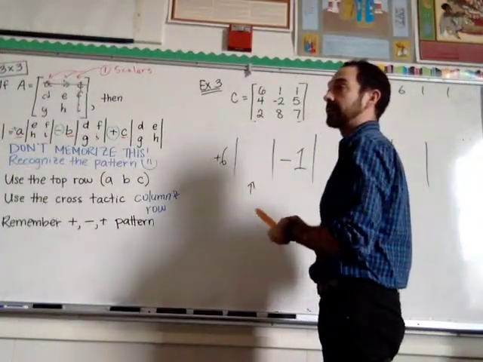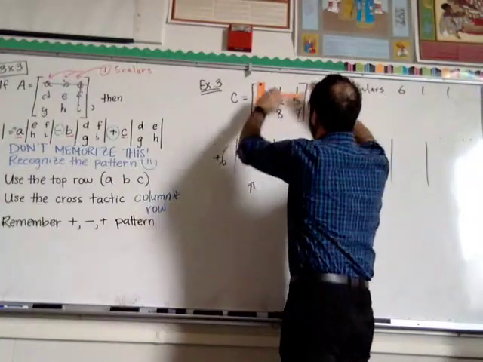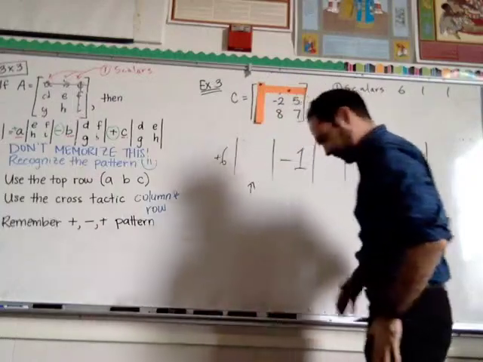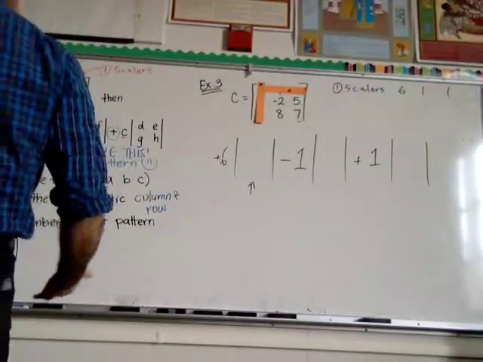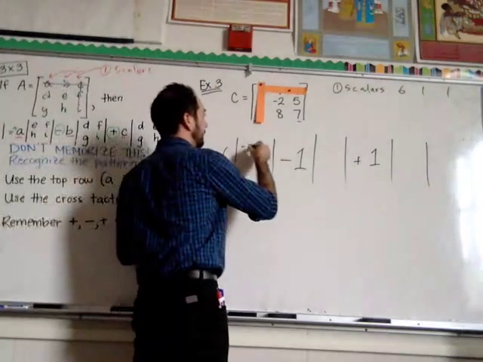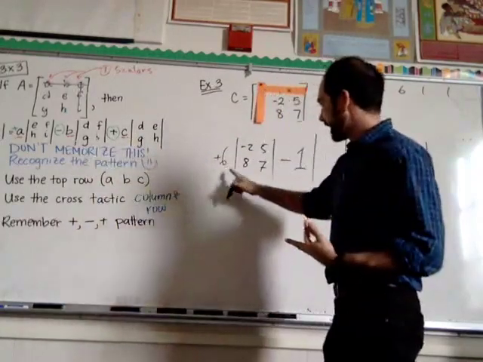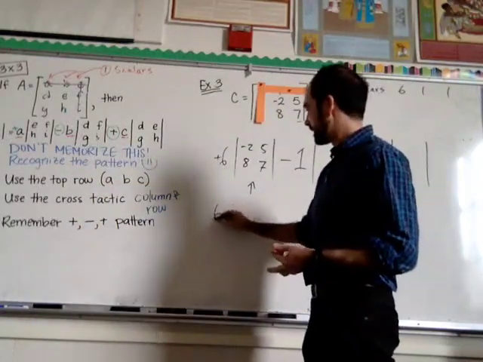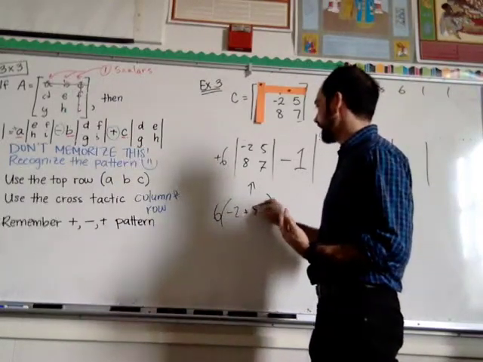Using the cross tactic, I'm going to go ahead and cover up those. So what goes in that determinant? All right, -2, 5, 8, 7. Remember that this scalar really works just as if I had a polynomial and I had -2 plus 5 plus 8.